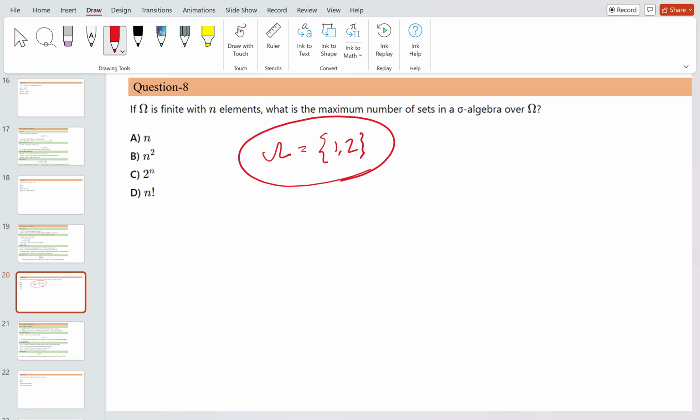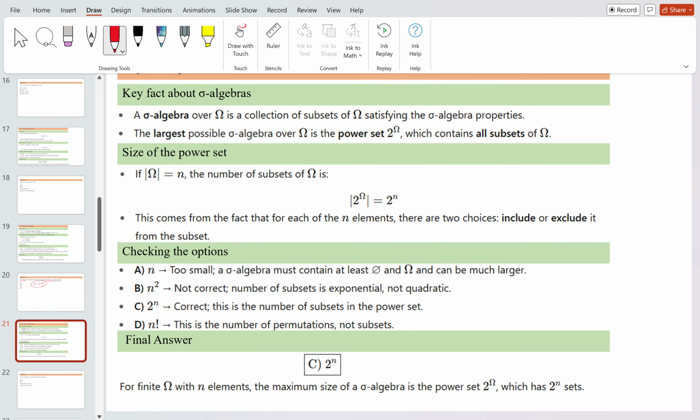Okay, let me explain this problem so it will be easy to understand and grasp. It says that omega is a finite set with n elements, and asks what is the maximum number of sets in the sigma algebra over omega. So let's see that.